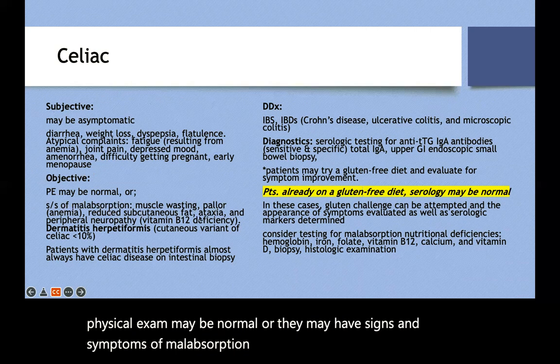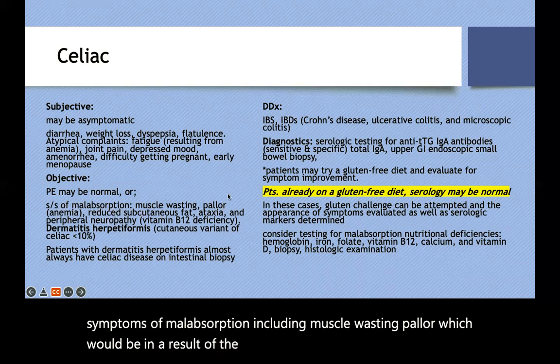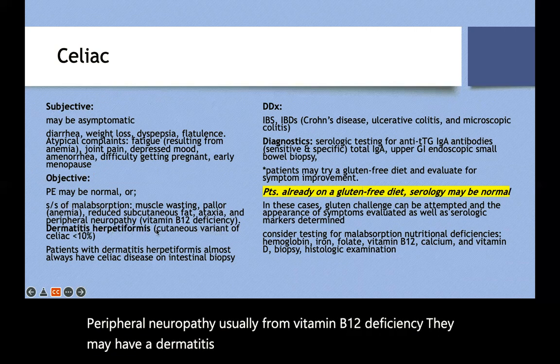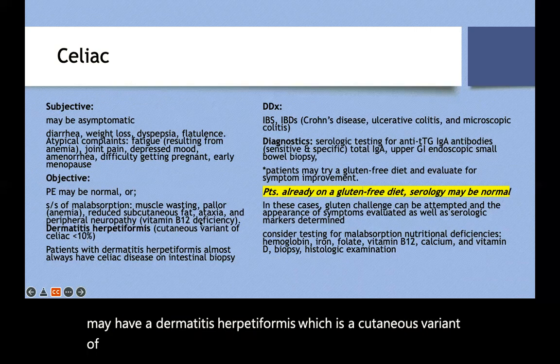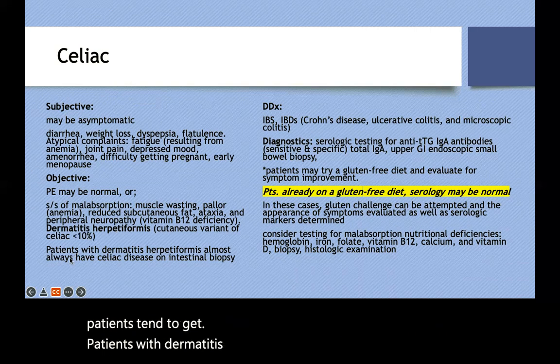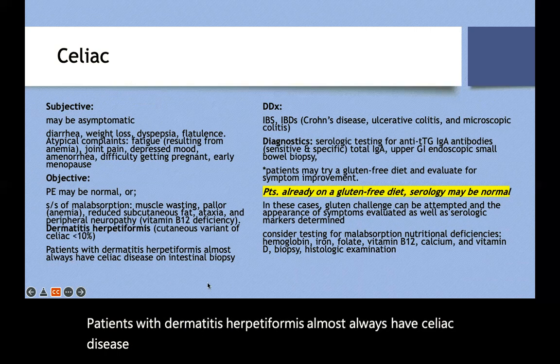including muscle wasting, pallor, which would be a result of the anemia, reduced subcutaneous fat, ataxia, and peripheral neuropathy, usually from vitamin B12 deficiency. They may have dermatitis herpetiformis, which is a cutaneous variant of celiac. It's in less than 10%. So this is a skin condition that celiac patients tend to get. Patients with dermatitis herpetiformis almost always have celiac disease on intestinal biopsy.